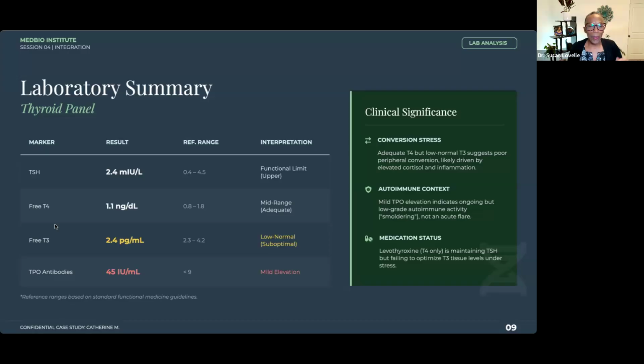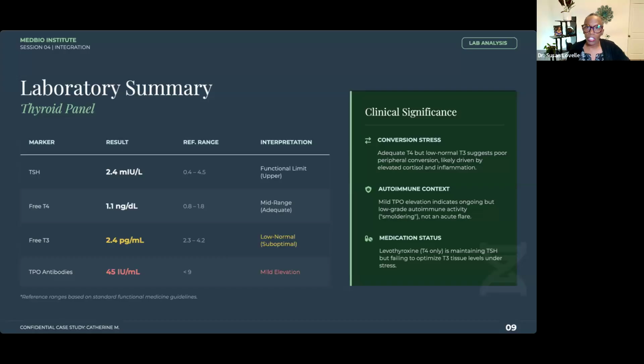Okay. So we want to see what's happening with the crude oil, but we definitely need to know what's happening with the gasoline. So the free T4 is 1.1. Mid range. It's okay. We're not too upset about that. But then we look at her free T3 and it's 2.4. The reference range is 2.3 to 4.2.